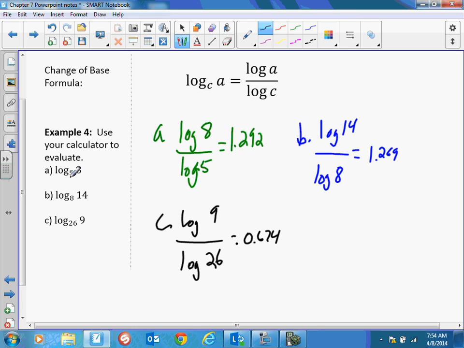Okay, so what we're asking really here is 5 to what power gives us 8? Well, there's no exact integer power that's going to give that. So 5 to the 1.292 power gives you 8. 8 to the 1.269 power gives you 14. 26 to the 0.674 power gives you 9. So that's what we're trying to find here, but the change of base formula allows us to do that on certain calculators that won't allow you to do that otherwise.